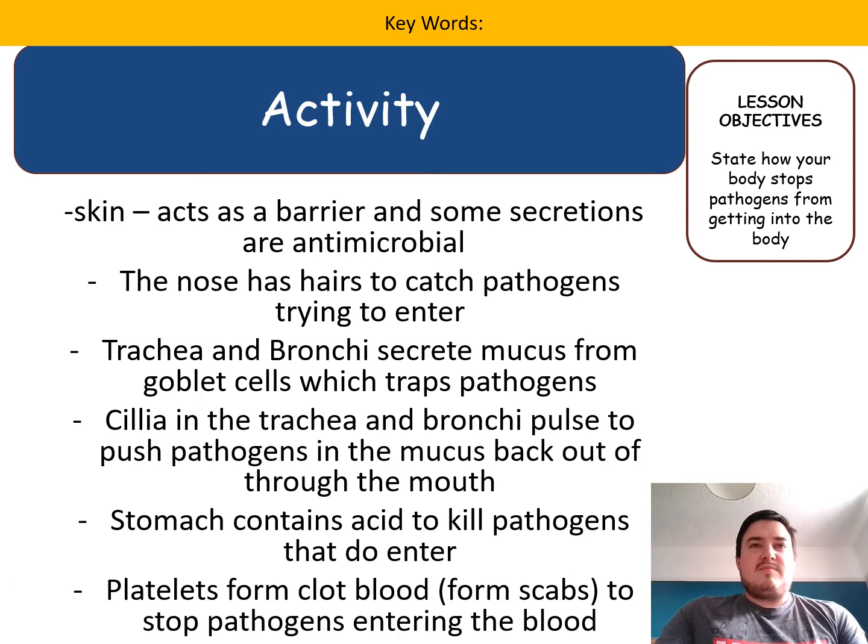Yeah, good. So please write down, make sure you know how many of those you got right, how many of those you missed. But those are the important things you need about how your body stops pathogens from getting into it. They're all really, really important.